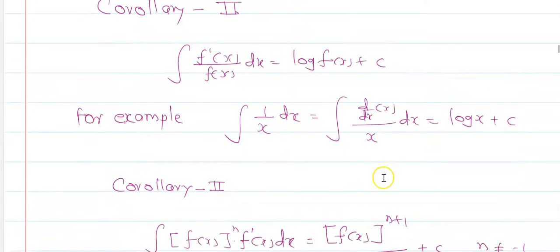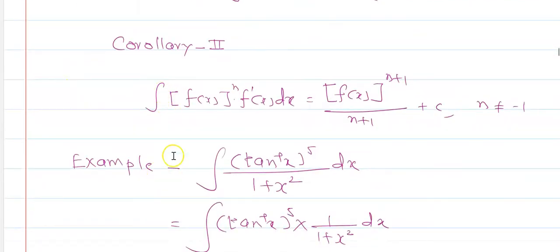This is very interesting. Now the next corollary is the integral of f of x raised to n into f dash of x dx. Here the function is present, and its derivative is present. But here the index of f of x is n. Therefore, its integral is f of x raised to n plus 1 upon n plus 1 plus c. Here we substitute t equal to f of x, then we have t raised to n dt, whose integral is t raised to n plus 1 upon n plus 1 plus c. And we then replace t with f of x.